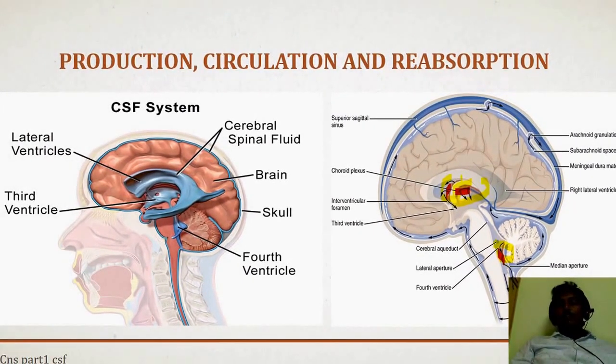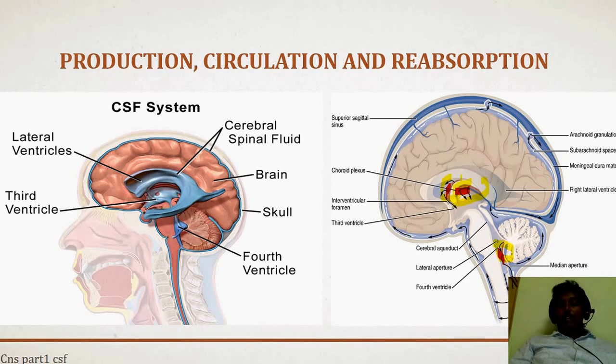To understand the CSF, we need to understand that there are two lateral ventricles, and a third ventricle and a fourth ventricle. CSF circulates through these ventricles. Coming on to the production, it is normally produced by the choroid plexuses. It is already marked in these slides: these are the choroid plexuses present in the lateral ventricle, this is the choroid plexus present in the third ventricle, and this is the choroid plexus present in the fourth ventricle.